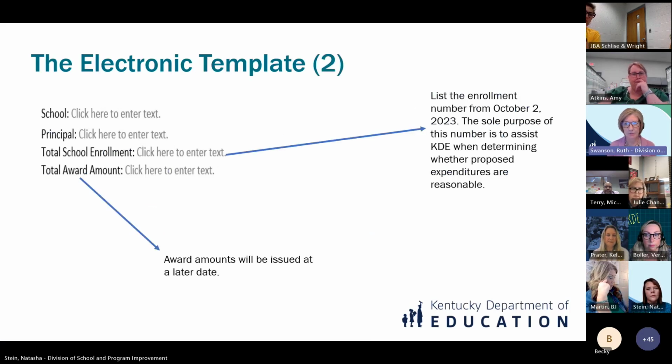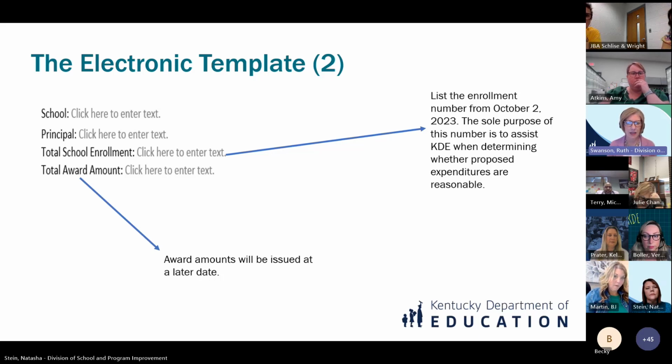So on the screen, what you see is just the top part of that electronic template. And we just wanted to point out a couple of different areas on here. First of all, after entering the school and the principal's name, we do ask that you provide a total school enrollment. And that number should be taken from your school's enrollment number for October 2nd of 2023. So this past fall's October date.